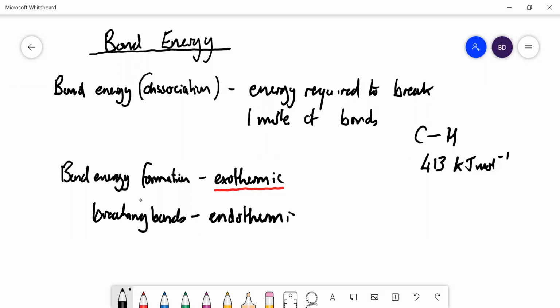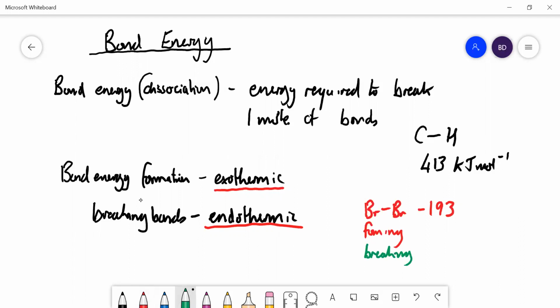If you look at a data book with bond energies, usually they're not given a sign. So, for example, for Br, the bond energy is just given as 193. It's not given a plus or a minus. Well, if you are forming the bond, it would be minus. And if you were breaking the bond, it would be positive because it would be endothermic. Plus 193, because that's endothermic. Okay, so it's important to just remember that.